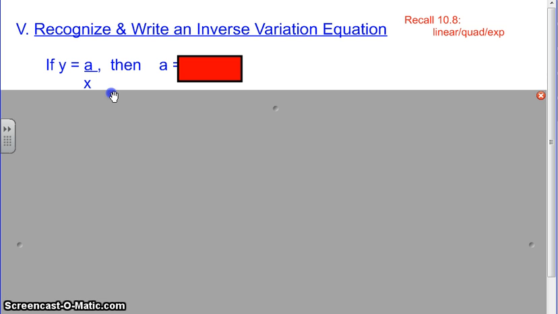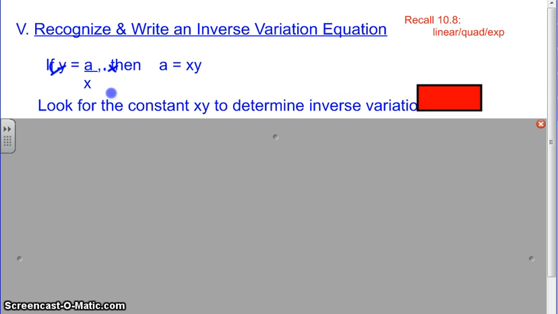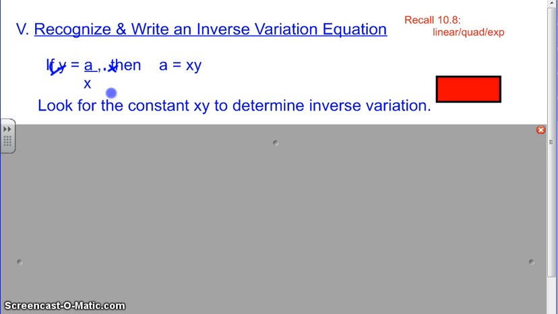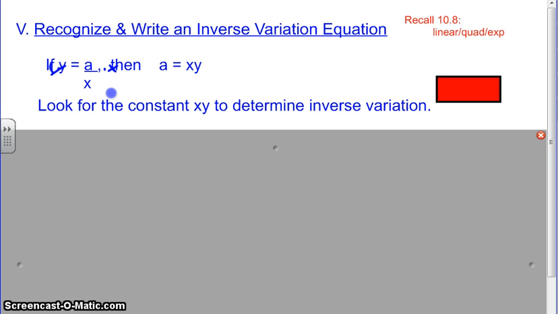What would we do here to isolate a? Good, you're timesing both sides by x, so I hear you say that, xy. So we look for the constant xy to determine if we have inverse variation. We multiply x times y. We multiply the ordered pair together, and you find that it's the same every single time. It's kind of a cool pattern. Really an easy pattern to look for.